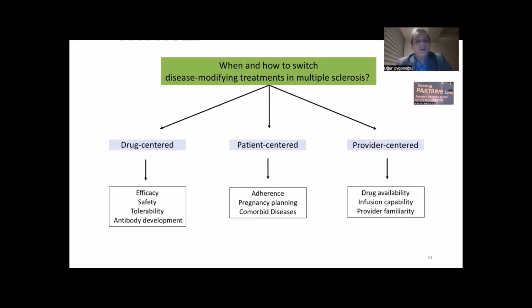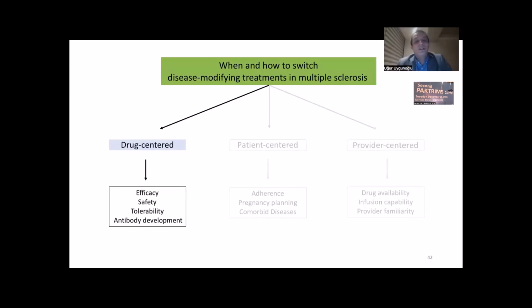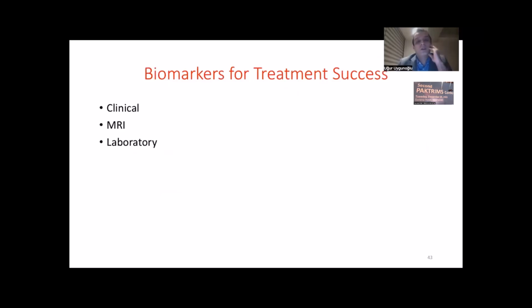In the drug-centered part, efficacy, safety, tolerability, and antibody development are important. In the second part, adherence, pregnancy planning, and comorbid diseases are important. And the third one is probably the most important one in Pakistan and in Turkey as well: drug availability, infusion capability, and provider familiarity. So let's start with the first one, the drug-centered one, and focus on the efficacy, safety, and tolerability of the drugs.